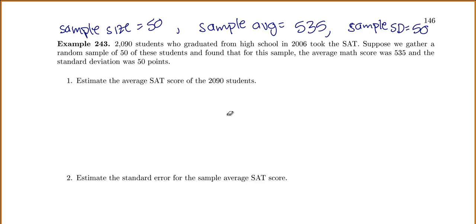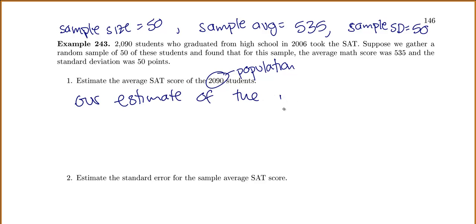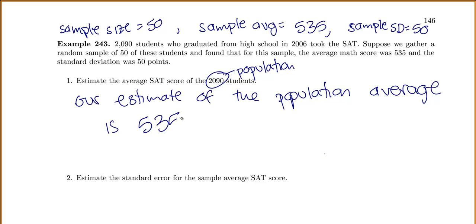So number 1, estimate the average SAT score of the 2,090 students. So the 2,090 students, that's our population. That's all the students we're interested in. So our estimate of the population average is just going to be our sample average, which is 535.